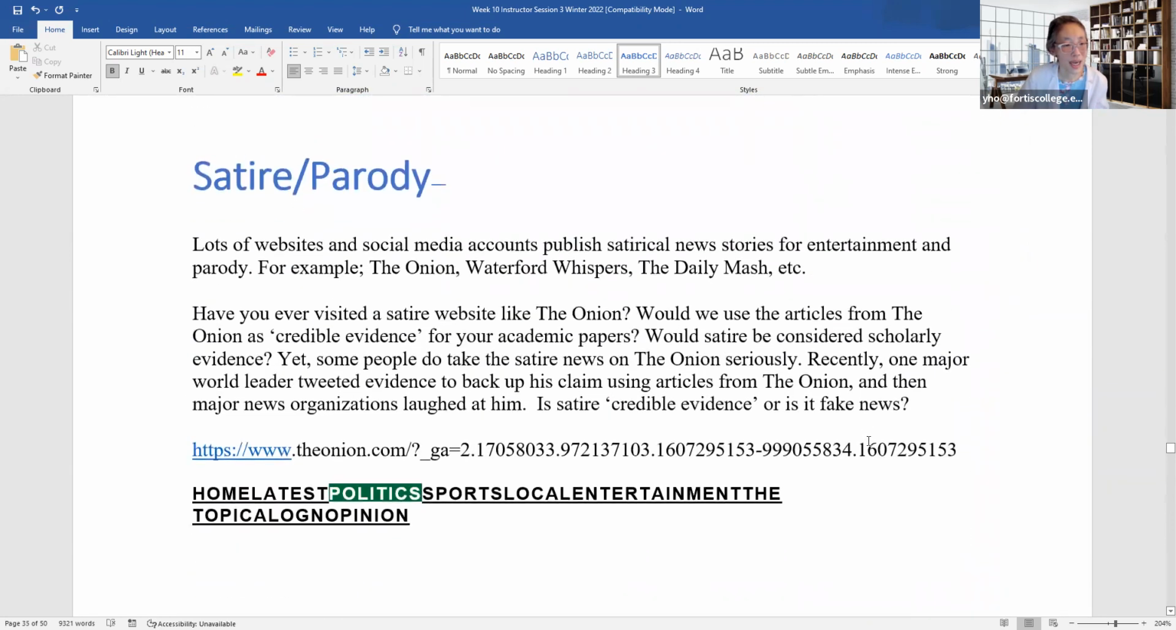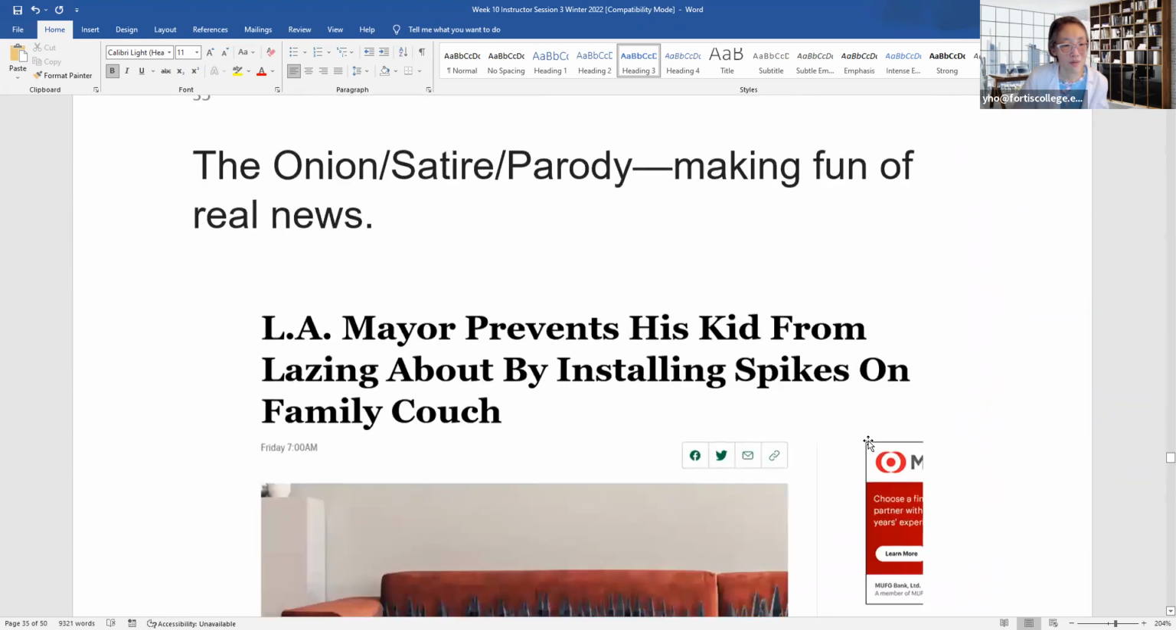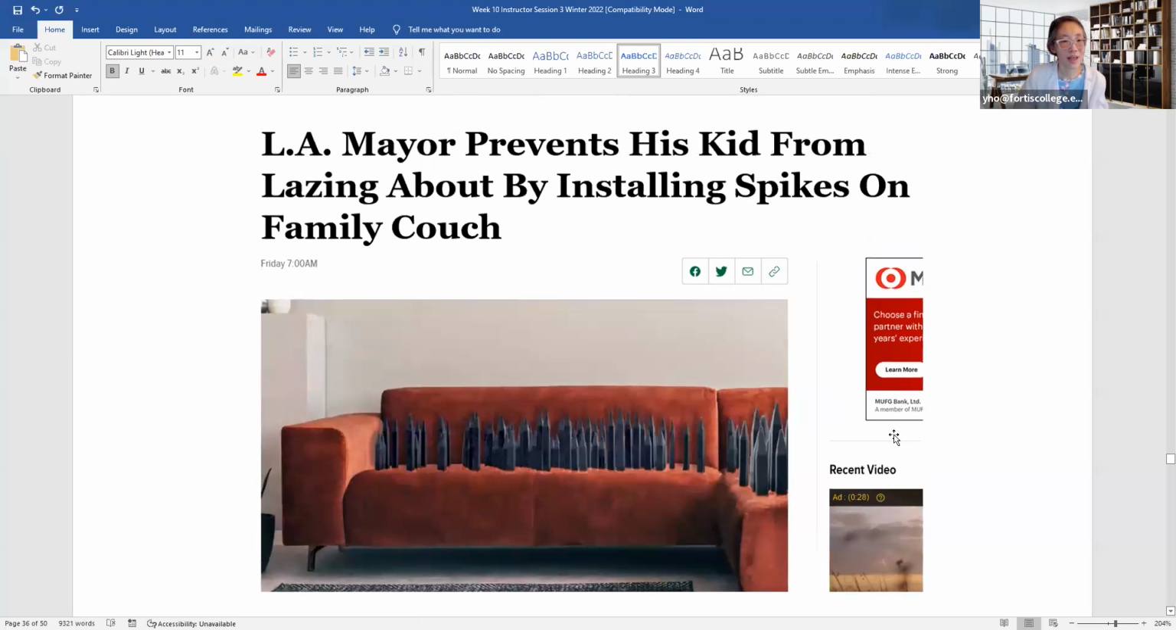And another one is satire and parody. Okay, and so here is an example of satire. LA mayor prevents his kid from being lazy by installing spikes on the family couch. Is this a real article?